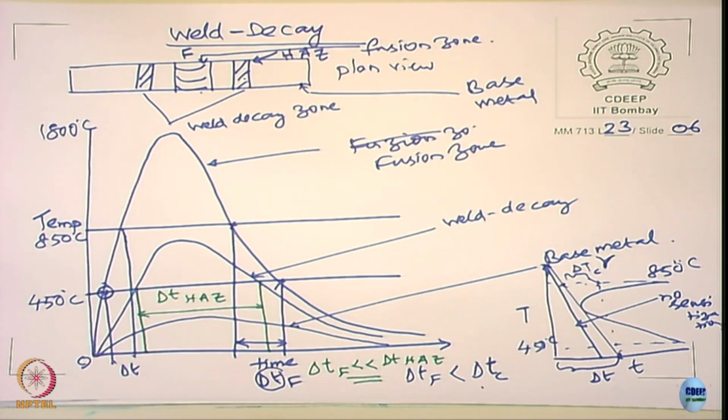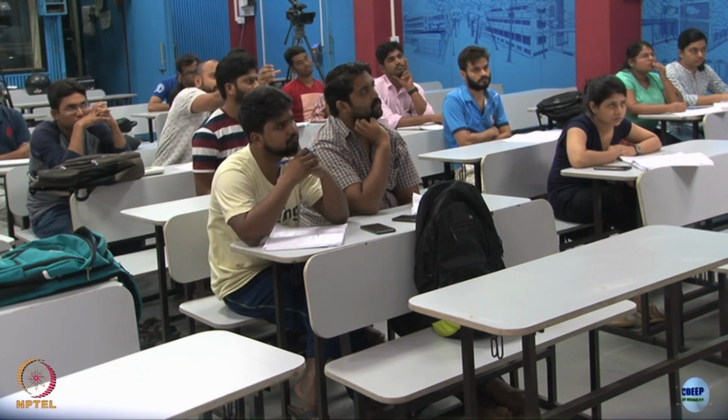Why you are taking in case of the heat affected zone at the temperature 450 degrees Celsius, taking delta T from that point to that point? Yeah. But in case of fusion zone, the same thermal cycle, cutting 450 degrees Celsius at 2 points. Yeah. But in that case, we are taking only little time. It's a good question, okay, but I want somebody to answer.